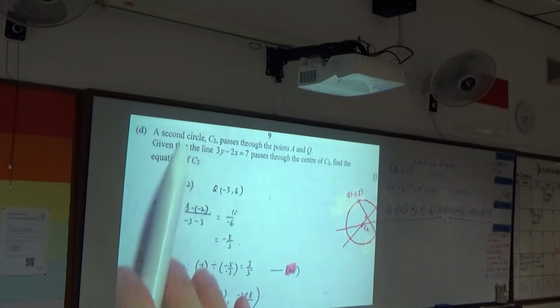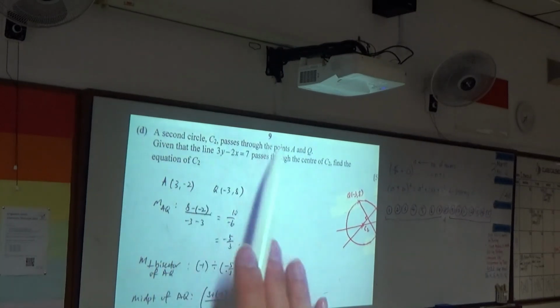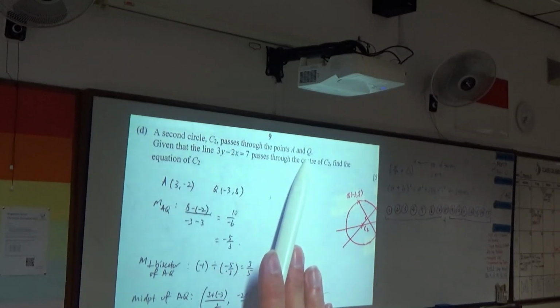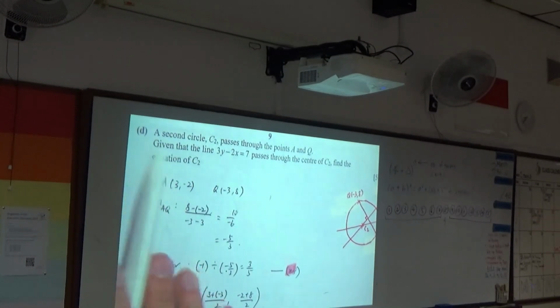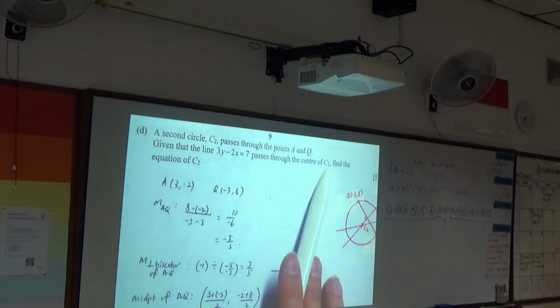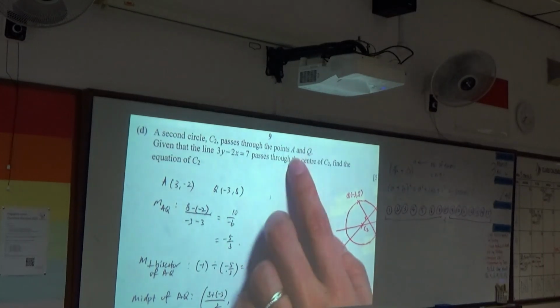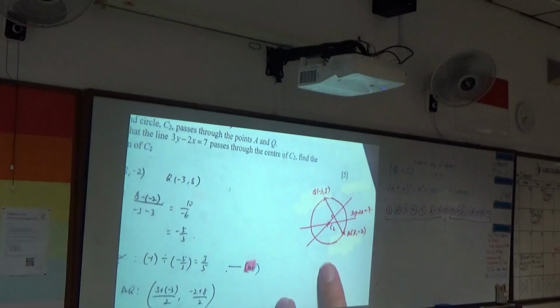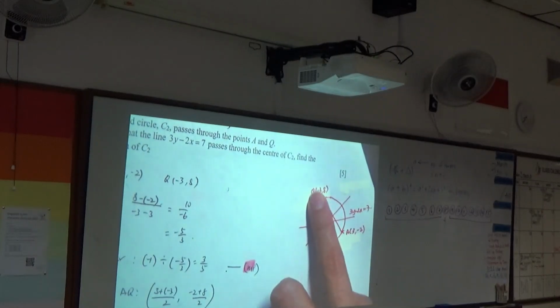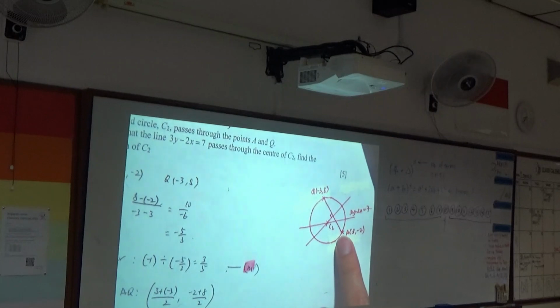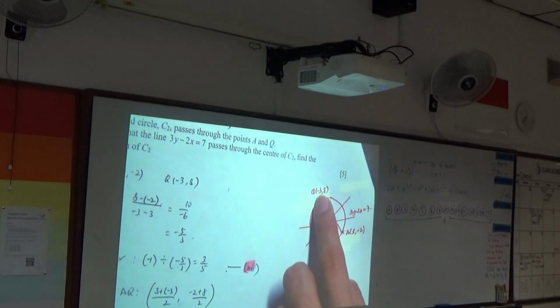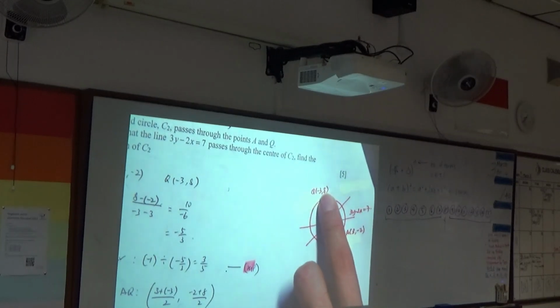Okay, so it says that a second circle, C2 passes the points A and Q. Okay, so there is a second circle now. Given that the line passes through the center of C2, find the equation of C2. This question has no relationship to the earlier parts of the question other than making use of the coordinates of A and Q. So you had to just draw a circle with A and Q. Okay, so A will likely be on the right at the bottom because 3, -2, and Q is likely on the left because -3, and on top because 8, the y coordinate.